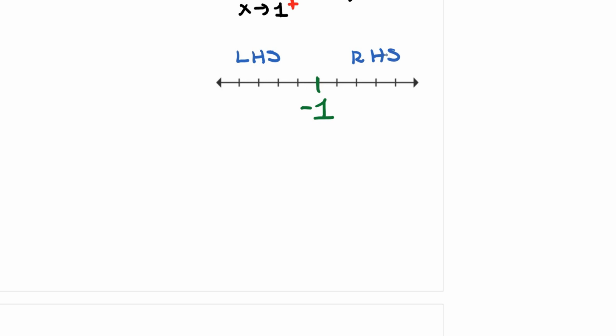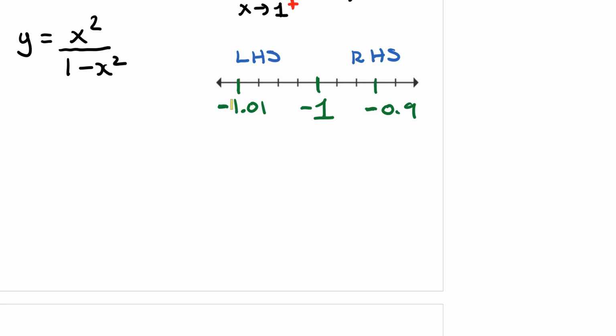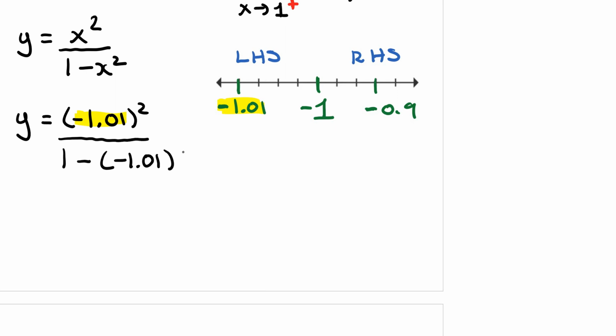Let's pick numbers on the left-hand side and the right-hand side of negative 1. Maybe on the left-hand side I can pick negative 1.01, and on the right-hand side I can pick negative 0.9. Our original function was y equals x squared divided by 1 minus x squared. Let's take a look at the left-hand side first. We're going to plug in negative 1.01 squared, so it's that part right there, and then we divide that by 1 minus negative 1.01 all squared.